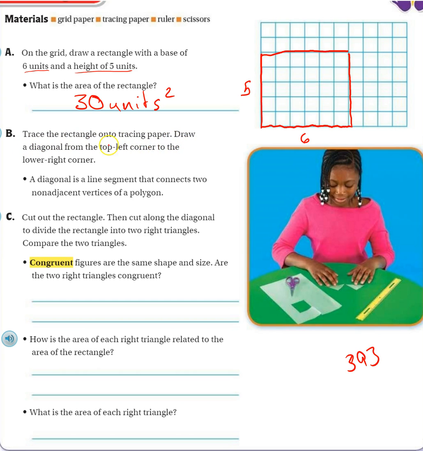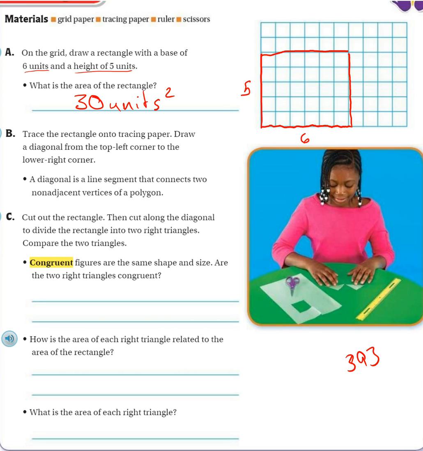Okay. B, trace the rectangle onto tracing paper. We're not going to do that step. Draw a diagonal line from the top left corner to the lower right corner. Okay, that we can do. I'm going to pause the video real quick because I'm going to go get my straight edge. All right, I'm back. So now that I have my straight edge, and if you need a straight edge, just raise your hand. I'll give you one.